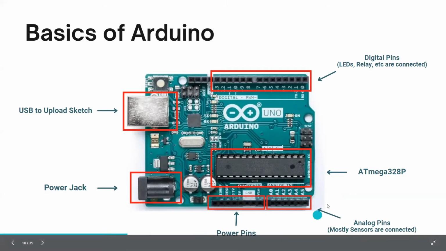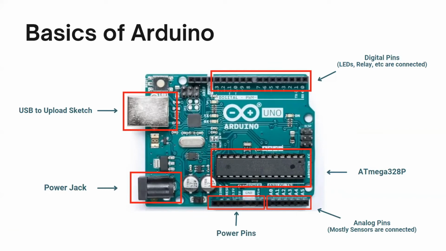You can see that there are analog pins available here. Mostly sensors are connected to analog pins. Let me give you the example of a temperature sensor. Temperature can be anything, like 25 degrees Celsius, 26, or 28, whatever it is. It can't have only peak values, like either 0 or 100 degrees Celsius. It will have values in between. That's why analog pins are used. They can read output from 0 to 1023.